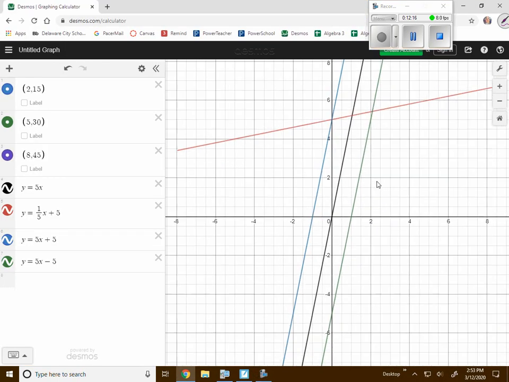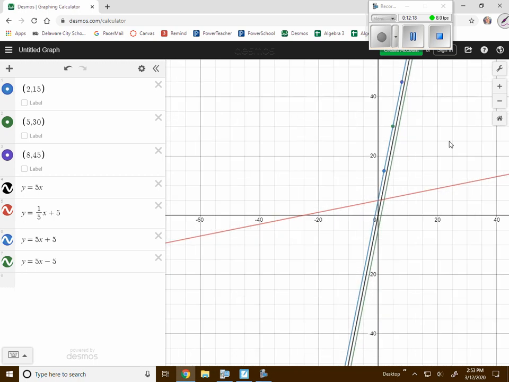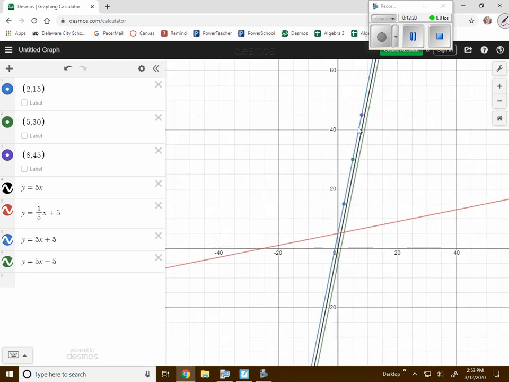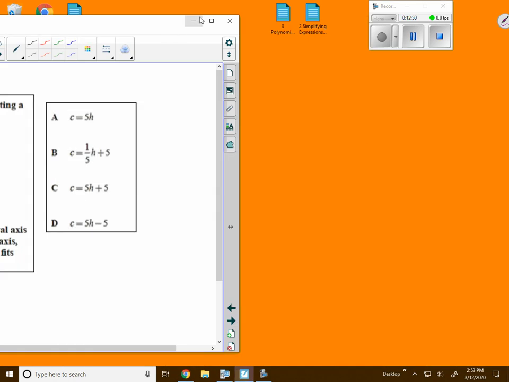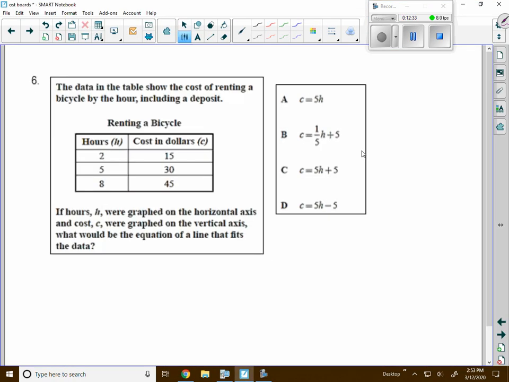Okay, let's make Desmos a little bit bigger here. We can zoom in and out. If you look here, you can see the blue line is going through all 3 points. So let's turn off the other ones. And our blue line is the 5x plus 5. So if we transfer that over here, 5x plus 5 is the same as letter C.